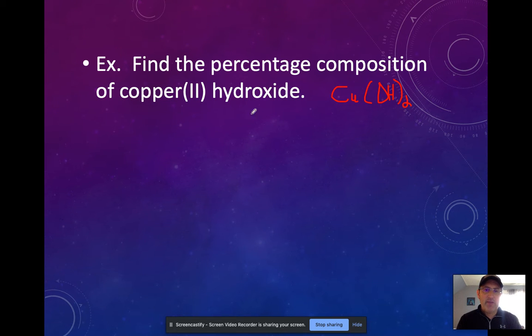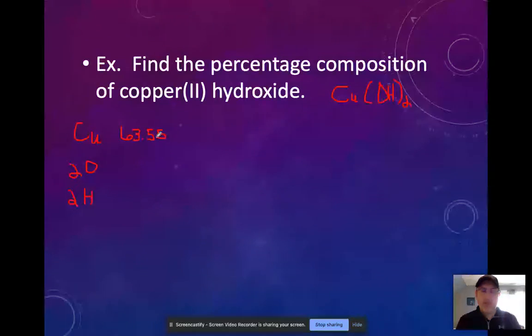What we need to find out first is the mass of this entire thing, because that's what's going to go in the bottom, and then we'll divide each of our masses by that. For the formula mass, let's write that out, because you're going to be using those anyway. In copper 2 hydroxide, we have 2 hydrogens, 2 oxygens, and a copper. Copper is 63.55. That's its molar mass or its formula mass.